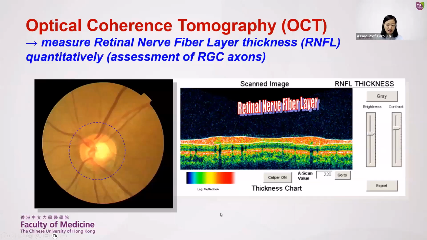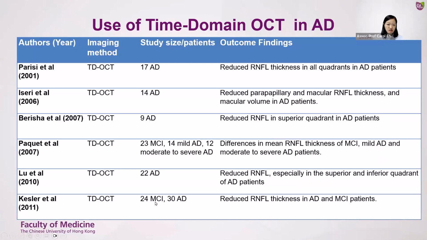OCT has made remarkable advances in assessing retinal ganglion cell axons by quantifying peripapillary retinal nerve fiber thickness, particularly in the last 2 decades. So this is the first generation of OCT, time domain OCT, which measures retinal nerve fiber layer thickness around the optic nerve head. Using this time domain OCT, few small clinic-based studies have consistently shown that retinal nerve fiber layer thinning is found in patients with Alzheimer's disease compared with normal controls, suggesting OCT may be useful to assess neuronal loss in Alzheimer's disease.